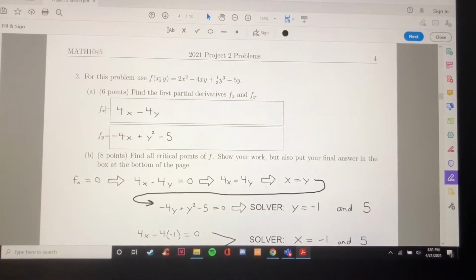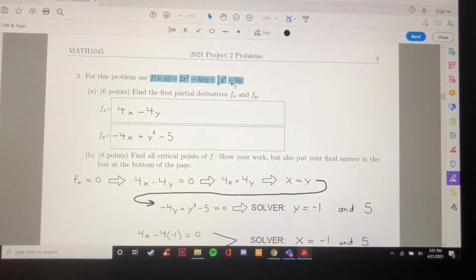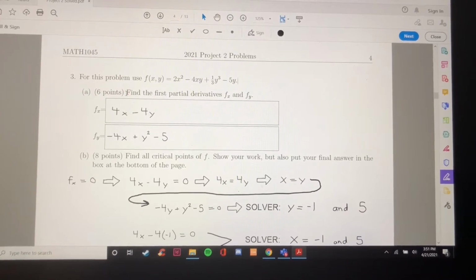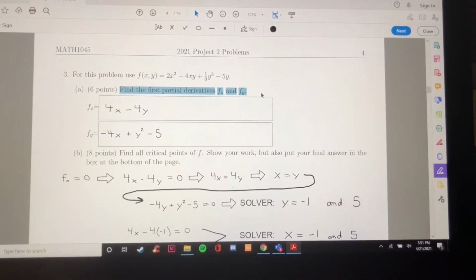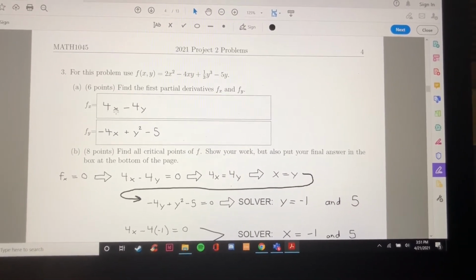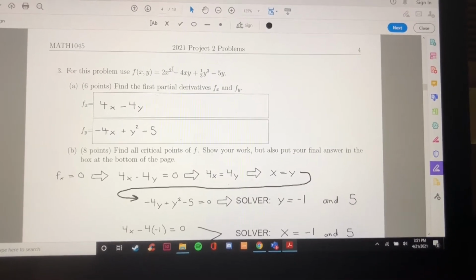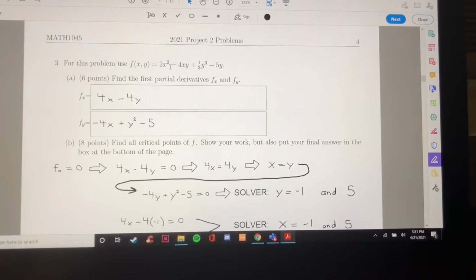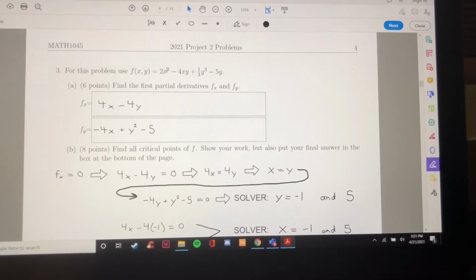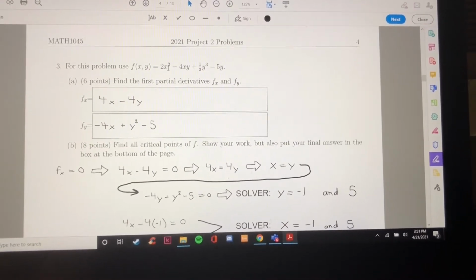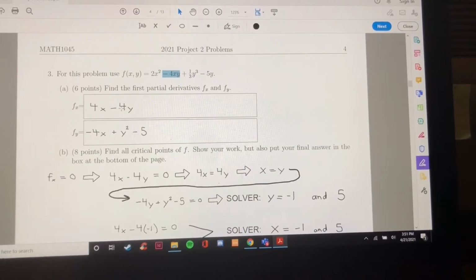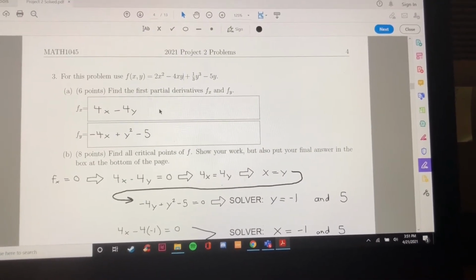So this is the original problem we're given. It has two variables, so it's a multivariable equation, and we're asked to find the partial derivatives of f sub x and f sub y. So firstly, we're going to look for where the x's are. 2x squared becomes 4x based on our derivative rules that we know, and negative 4xy becomes negative 4y.